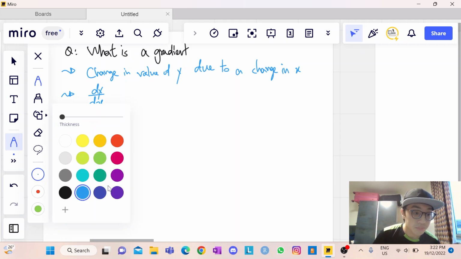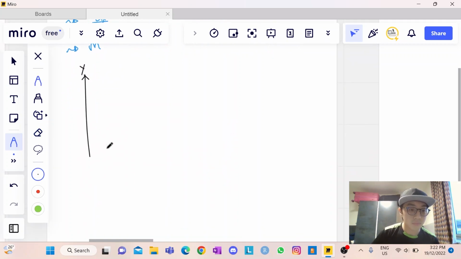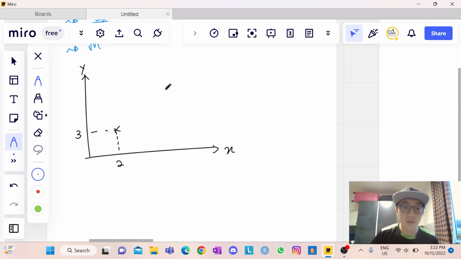Okay, so in a Cartesian plane, x and y. Oh my gosh, this is not nice. Just give me a second. Okay, y and x. Let's say this point is 2 and 3, and this point right here is 10 and 7. It's just a sketch.